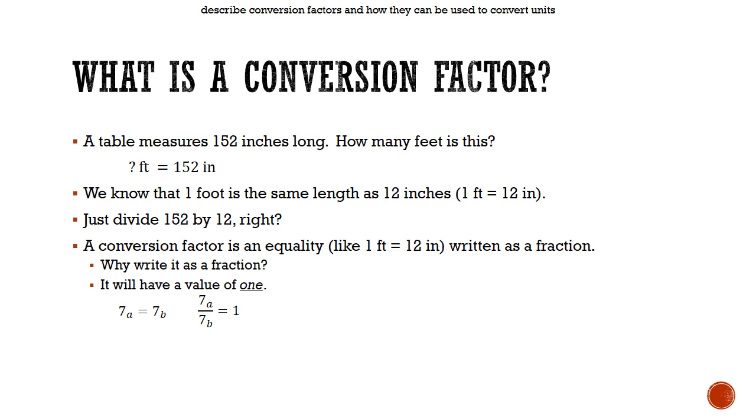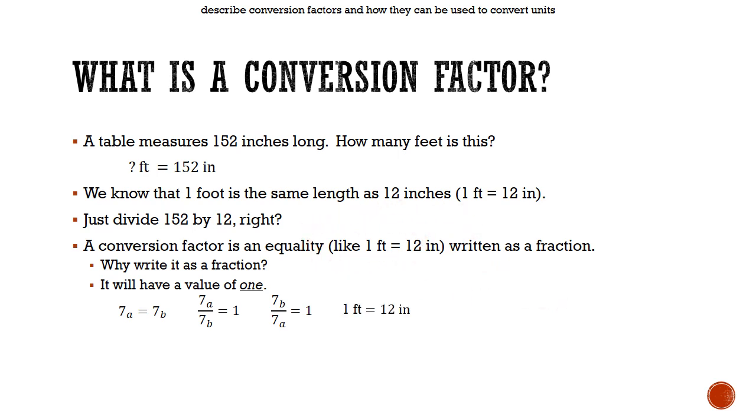Likewise, I could have written the second 7, the one I had labeled 7b, divided by 7a, the first version, and again that would equal 1 because anything divided by itself is 1. Let's apply that thinking to this equality we have up here, the 1 foot equals 12 inches.